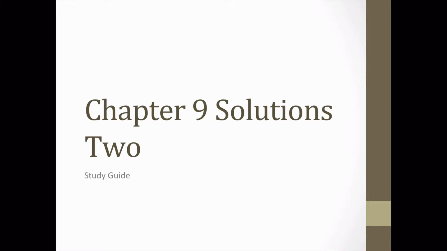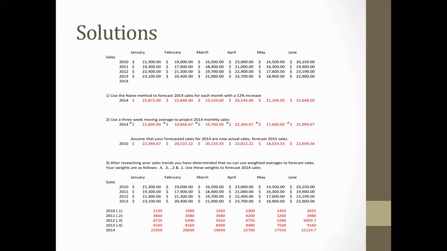Okay, these are solutions to your study guide. What I did is I put all the solutions on one slide, but I will go over them line by line. So the first one, I've given you sales for 2010 through 2013, January through June, and you're going to use the naive method to forecast.